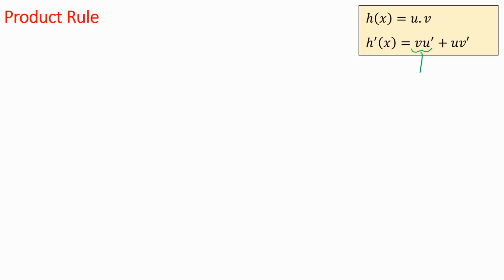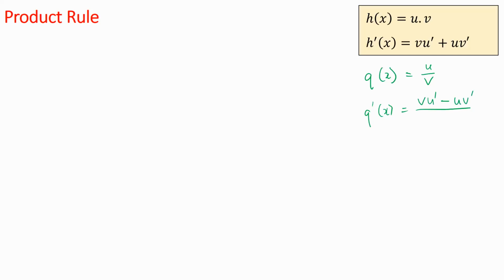Why? Because that will remind you what the quotient rule should be, because the quotient rule is actually very similar. Let's say I'll do Q of X here. Quotient rule is U divided by V, and then Q dash X, which is the derivative, is equal to the same thing, VU dash, instead of plus, it's minus UV dash.